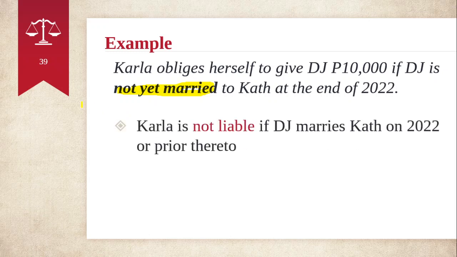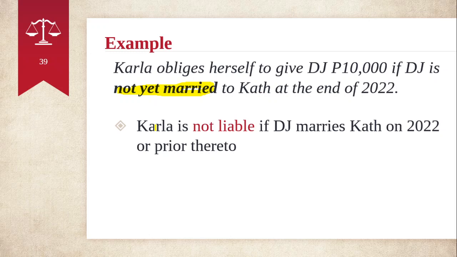Now, Carla is not liable if DJ waits and marries Kath on 2022 or before that, let's say 2021, okay? Or January 2022, pinakasalan niya, then hindi magiging liable si Carla, kasi ang sabot nila, bibigyan ka ng 10,000 kung hindi mo siya pakakasalan at the end of 2022. Pinakasalan mo eh. So hindi ako magiging liable.